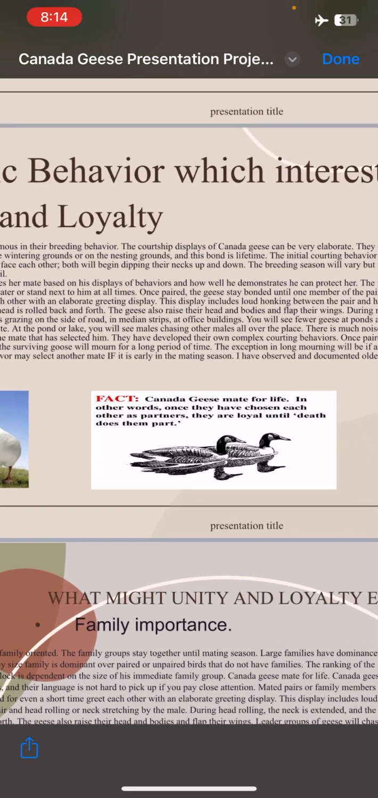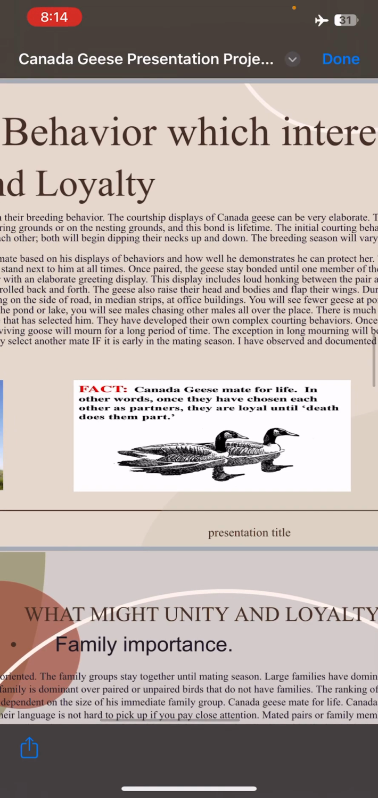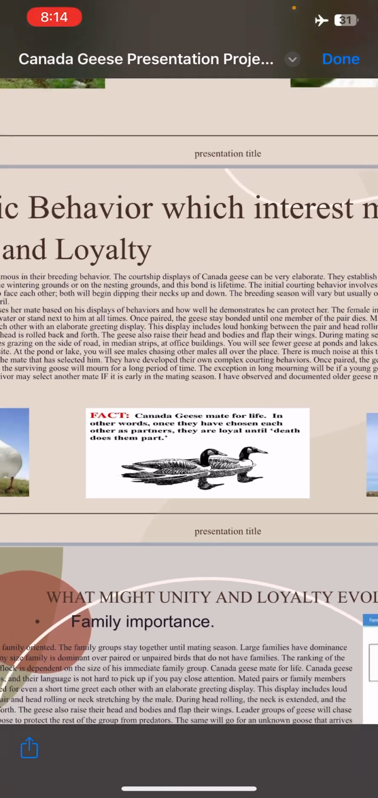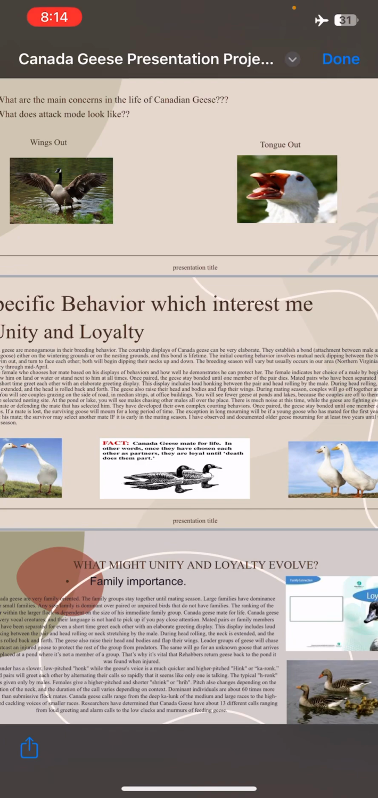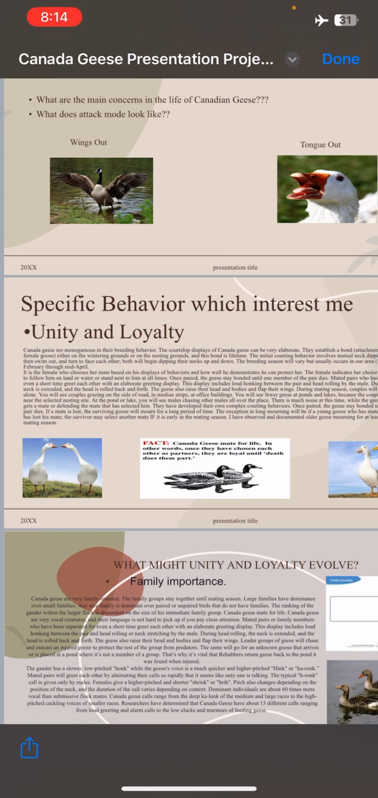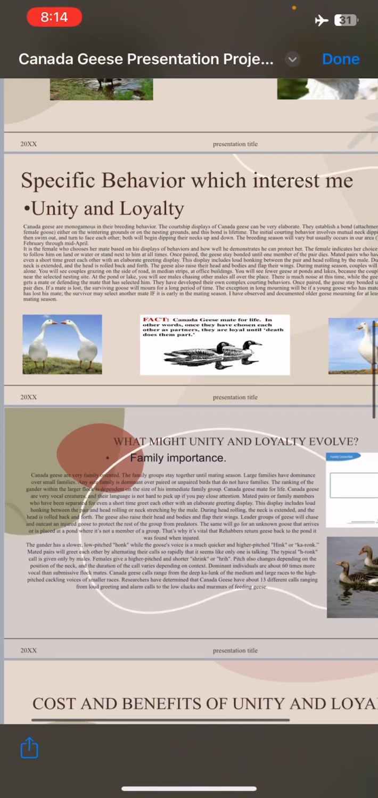And as you can see on this slide, Canada geese mate for life. In other words, once they have chosen each other as a partner, they are loyal until death do them part. So that's one of the specific behaviors which interested me.